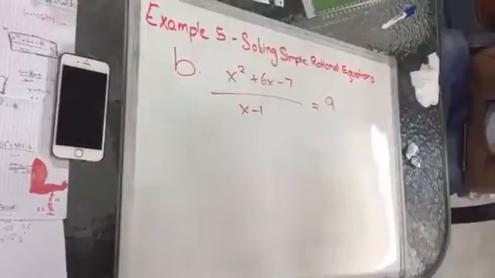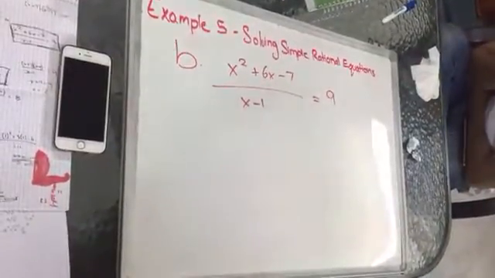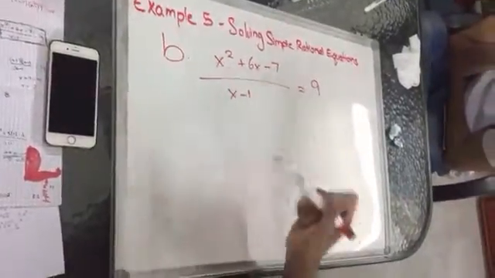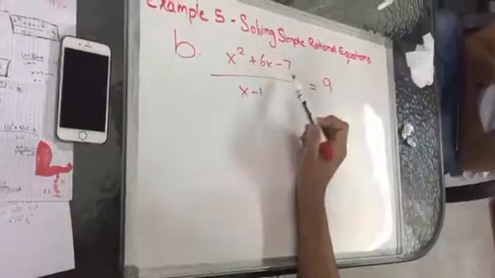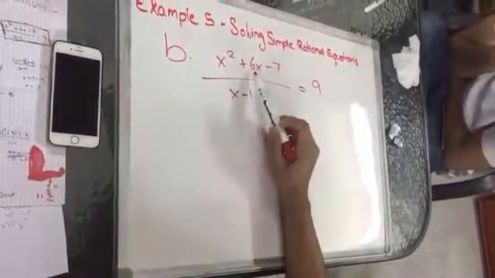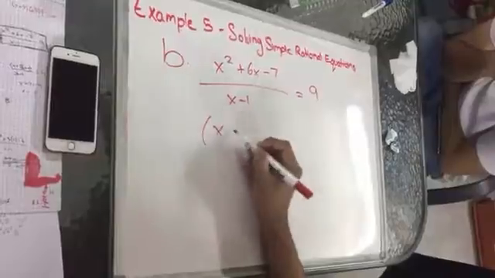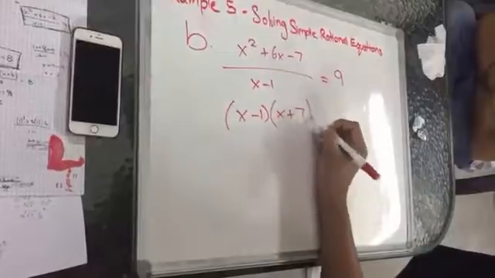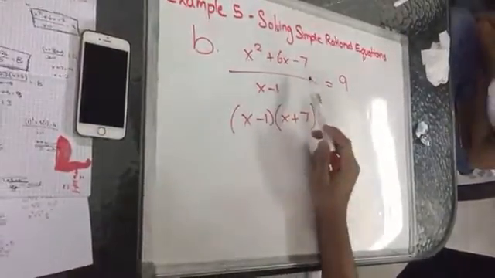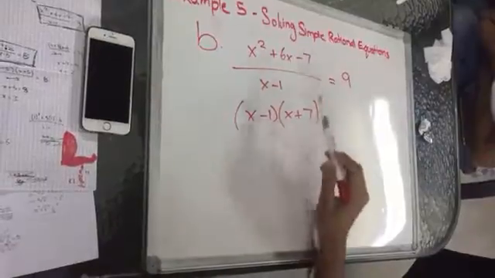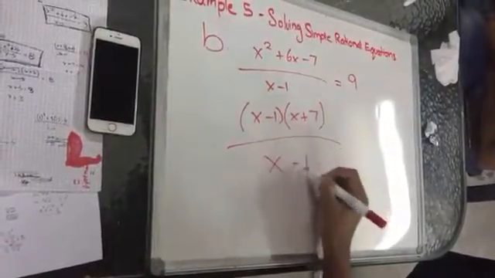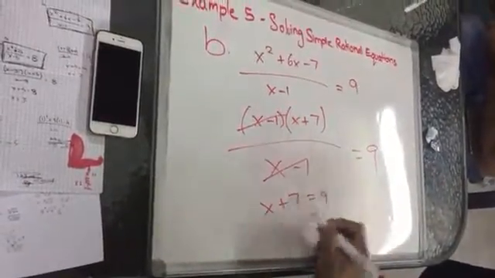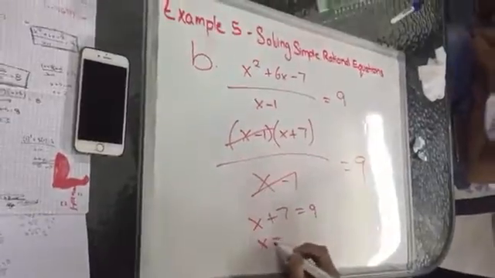Now for example B, we have (x squared plus 6x minus 7) over (x minus 1) equals 9. So first we have to factorize this. We have to find the numbers that give us the product of this and the sum of this. So those factors are (x minus 1) and (x plus 7). 7 multiplied by negative 1 is negative 7. Negative 1 plus 7 is positive 6, over x minus 1. Cancel both of them. It's going to give us x plus 7 equals 9. Simply take this to the other side. It's going to give us x equals 2.